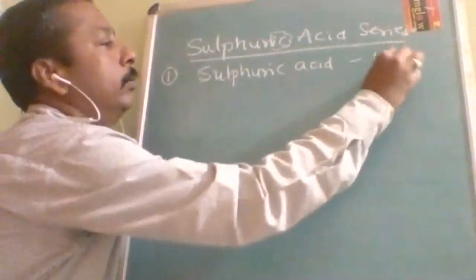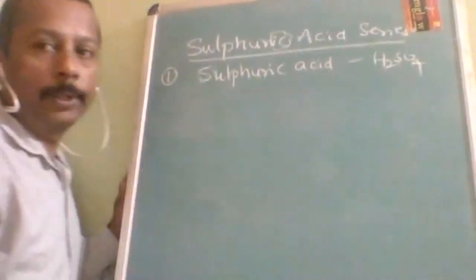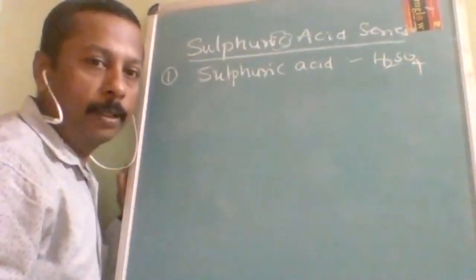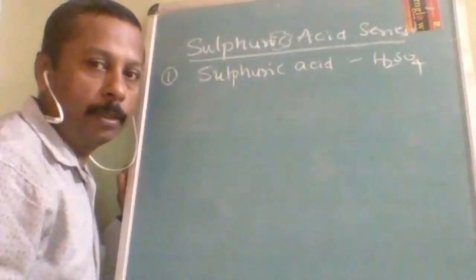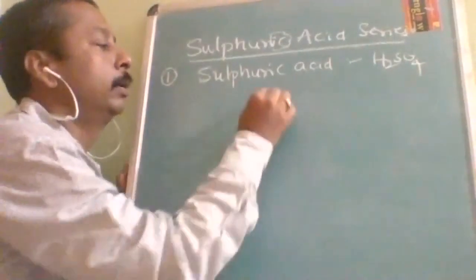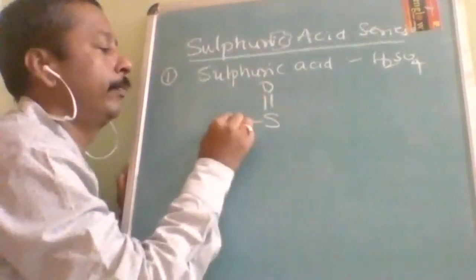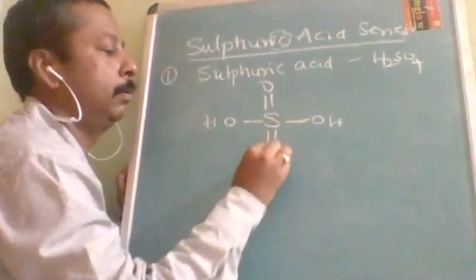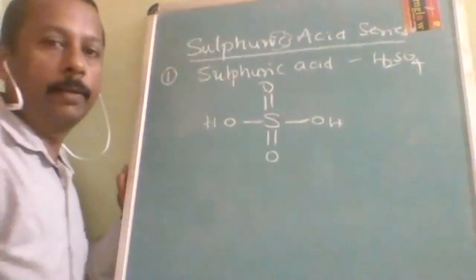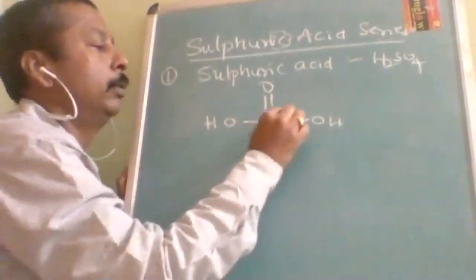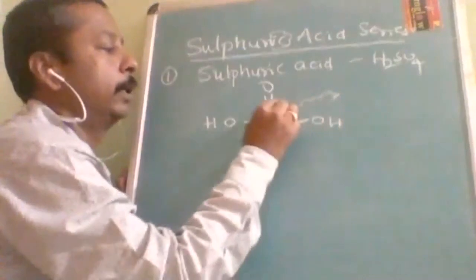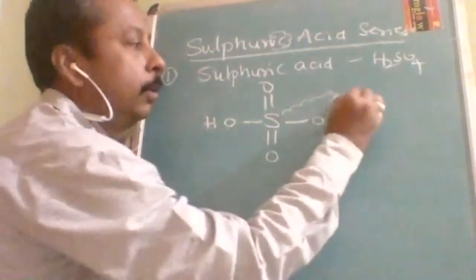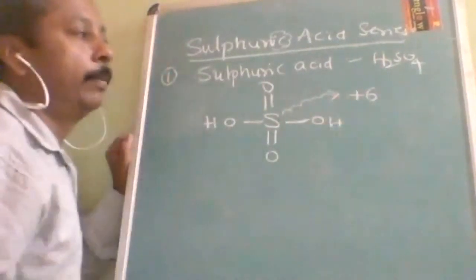Okay, H2SO4. Okay, so ic acid means what is the oxidation number it is going to have? It is going to have +6 oxidation number. Okay, now sulfur. Okay, this is one way of writing. Understood? Now, here sulfur is attached with 4 oxygen with 6 bonds. So, the oxidation number is going to be +6.